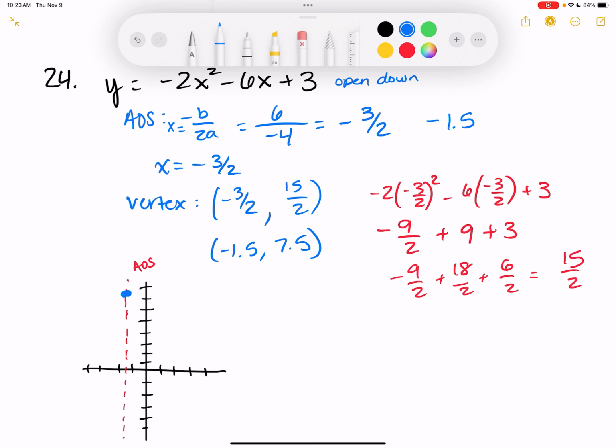So then here, instead of trying to pick, say, -1, I'm going to again use 0, which is 1.5 away from my axis of symmetry. So if I plug in 0 up here, what do I get? 3. So at 0, I have a point at 3. That's 1.5 away on this side. So if I go 1.5 away on this side, I also have a point here. And then I graph it like that.